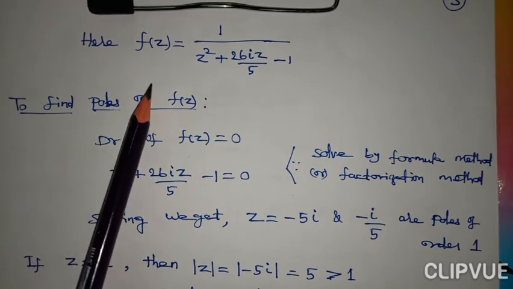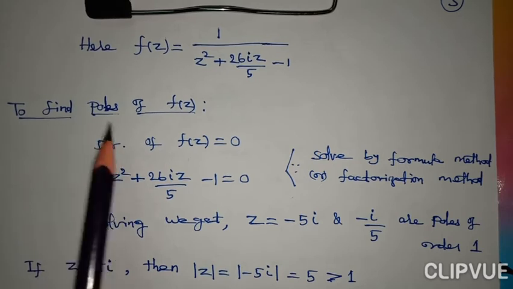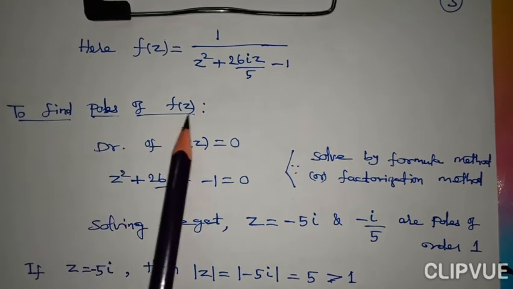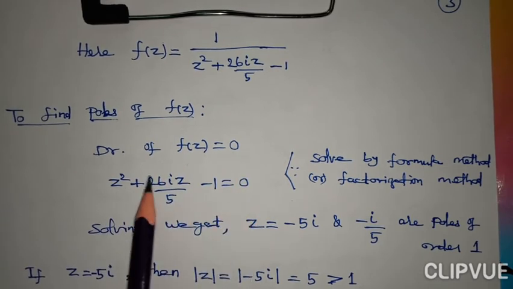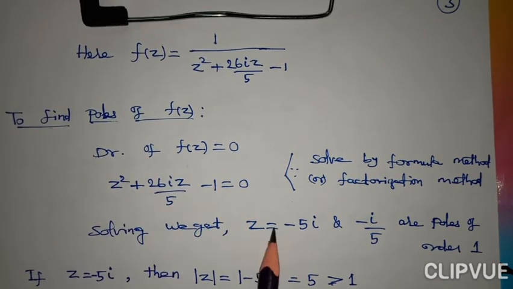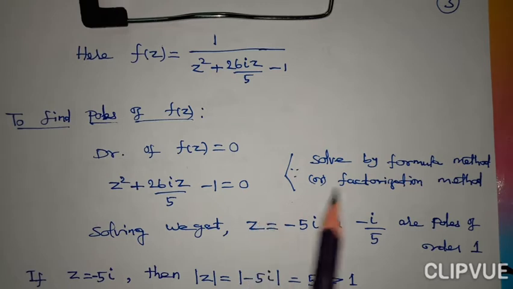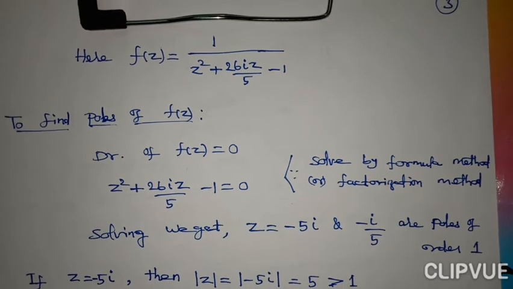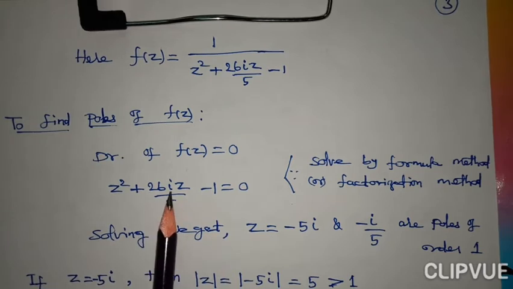Here f of z is equal to this function. After this, what we did in Cauchy's residue theorem, the same we are going to repeat to find the poles of the function f of z. How to find poles? Denominator equate with 0 and then solve it. If you solve this quadratic equation, you will get z equal to minus 5i and minus i by 5. You can solve this quadratic equation either by factorization method or formula method, that's your wish. But you cannot solve it by using a calculator. Why? Because here we have the imaginary i, and you cannot give that input. So you must go for the formula method or factorization method.